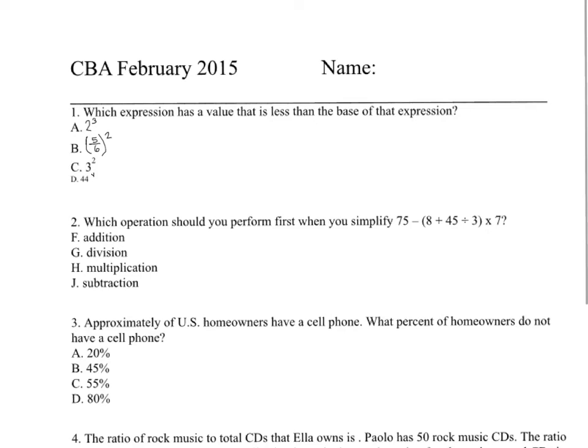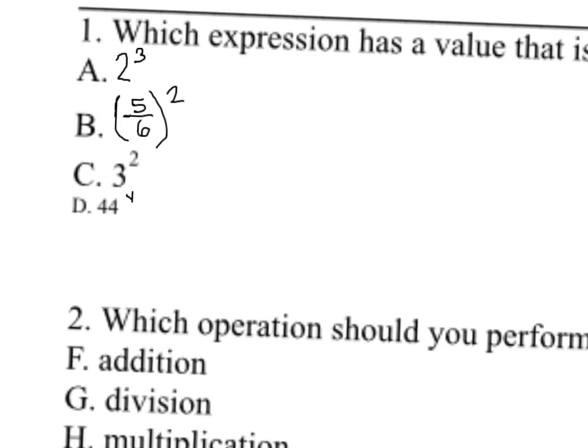You're going to grade your CBA for Module 9 and 10. Let's look at number 1. Which expression has a value that is less than the base of that expression? Remember, your base is the big number. This is your base, and this up here is your exponent. Okay, so we're looking for the one that when you find the answer, it's going to be smaller than what the base is. Let's look at A.